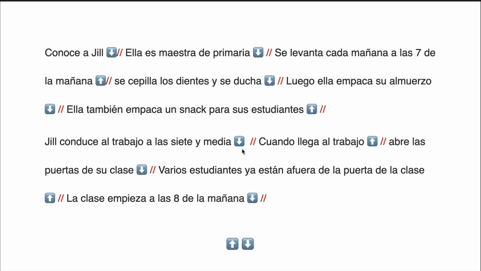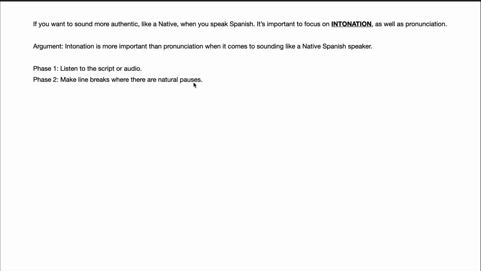And this is why now what I want you to do is when you are learning another accent, a specific type of Spanish accent, definitely focus on these things. So we have phase 2, we made line breaks. Phase 3, we showed where pitch goes up and goes down.